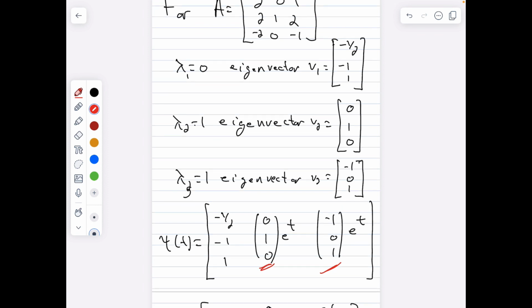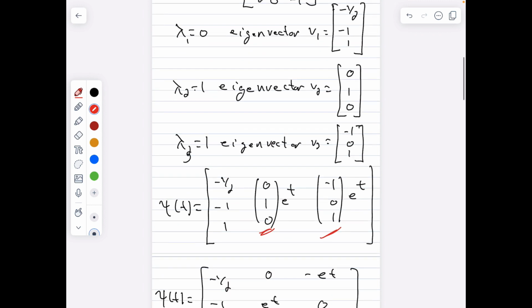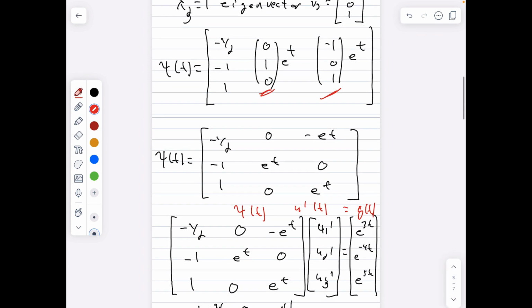And we're going to go ahead and form a fundamental matrix by taking each of the eigenvectors and multiplying by e raised to each of those eigenvalues. So starting with [1, -1/2, 1] times e to the 0, then [0, 1, 0] times e to the t, and then [-1, 0, 1] times e to the t. And this is what you'd come up with right here.